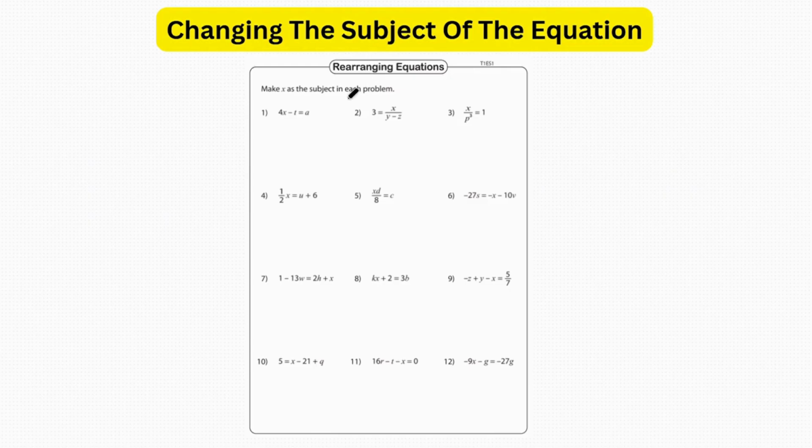In today's class, we will be learning a topic called changing the subject of the equation. We will be solving these 12 questions one by one, and we will be changing their subjects, alright? For all of those questions, I will be making x the subject of the equation, okay? So let's move towards the very first question that we have.